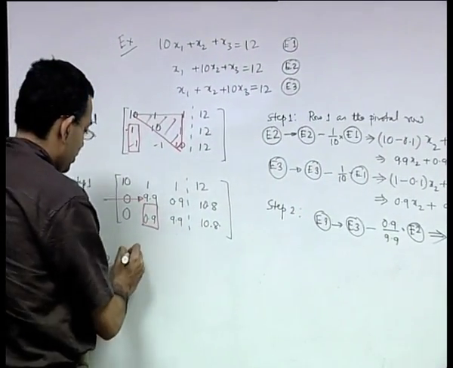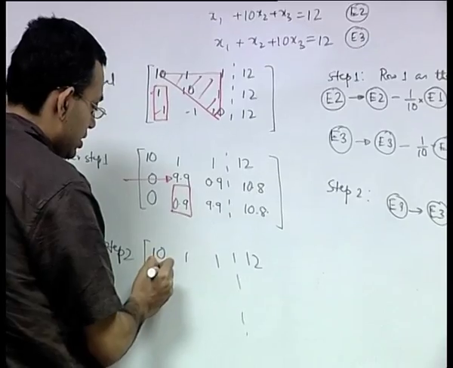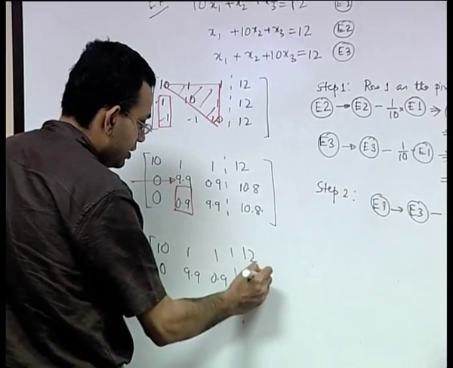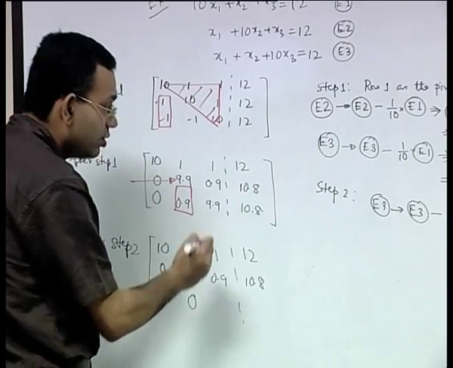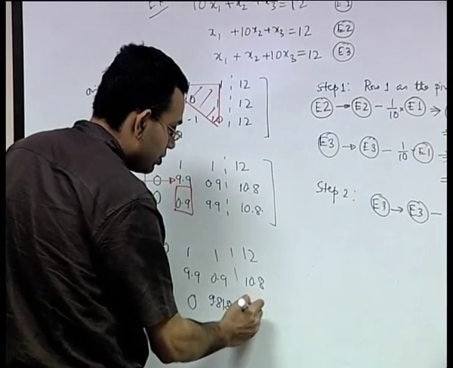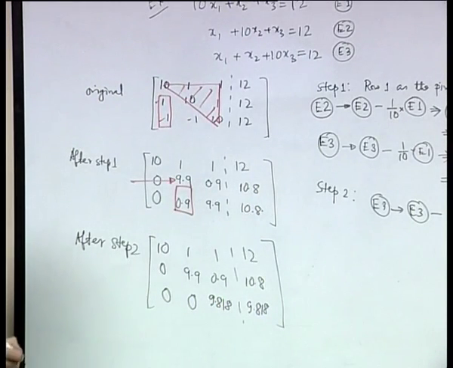So, we have the first row 10, 1, 1, 12, second row 0, 9.9, 0.9, 10.8, third row has now changed. So, it has become 0, 0, 9.818, this one also 9.818. So, the entire system has been reduced to an upper triangular system.